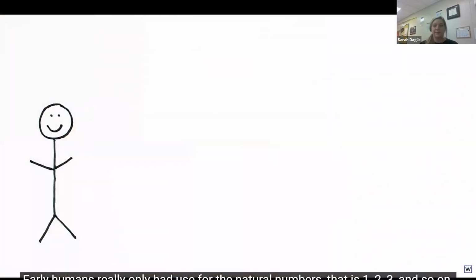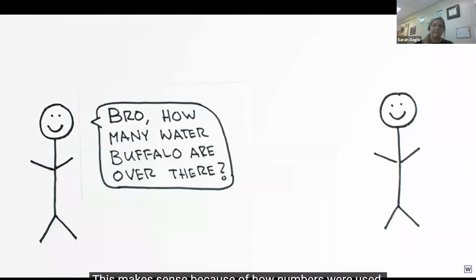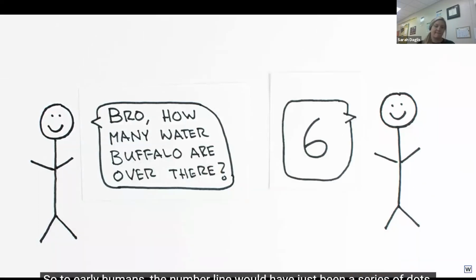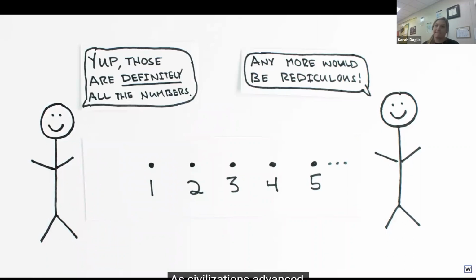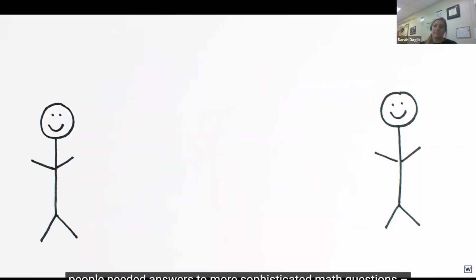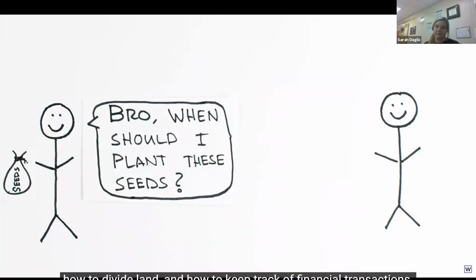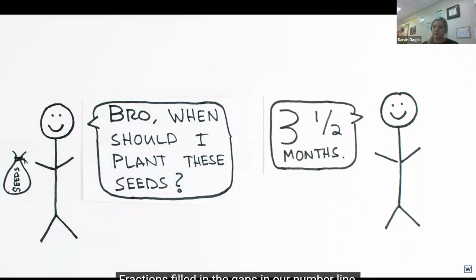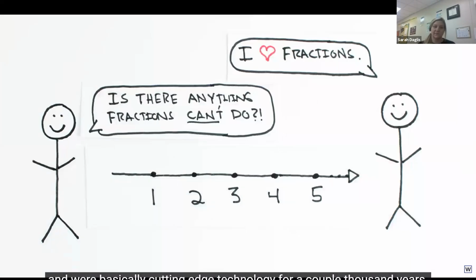Early humans really only had use for the natural numbers, that is 1, 2, 3, and so on. This makes sense because of how numbers were used. So to early humans, the number line would have just been a series of dots. As civilizations advanced, people needed answers to more sophisticated math questions, like when to plant seeds, how to divide land, and how to keep track of financial transactions. The natural numbers just weren't cutting it anymore, so the Egyptians innovated and developed a new high-tech solution: fractions. Fractions filled the gaps in our number line and were basically cutting-edge technology for a couple thousand years.